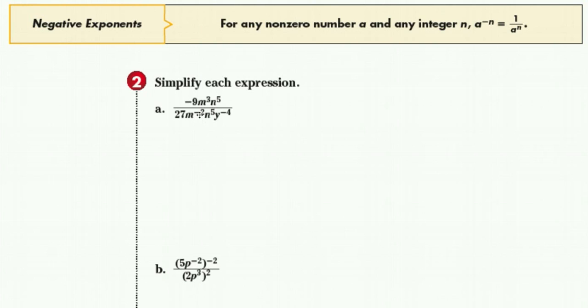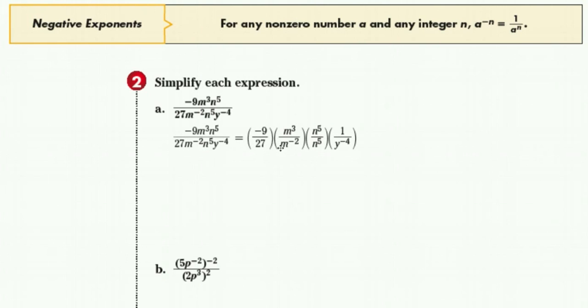Okay, so negative 9m cubed n to the fifth, all over 27n to the negative 2 n to the fifth y to the negative 4. First and foremost, let's copy the problem down. And after copying the problem, we simply break down the fraction. We break down our algebraic fraction by putting negative 9 over 27.